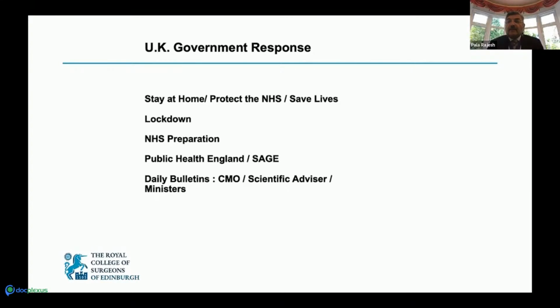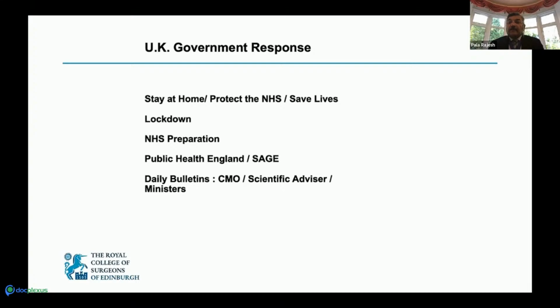However, he didn't take a decision, according to some, early enough to start thinking about a lockdown. So the first mantra that went out on a lectern from the PM's bulletins was stay at home, protect the National Health Service, and save lives. Towards the 3rd week of March, we had the lockdown.